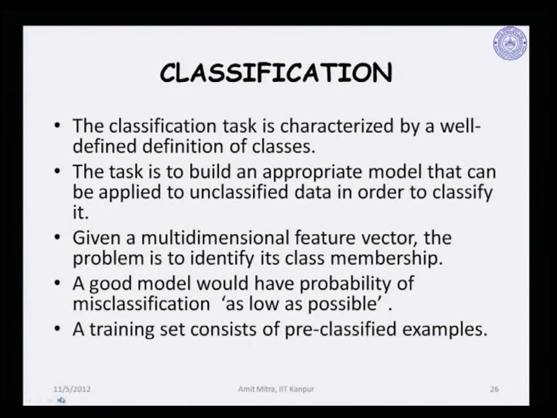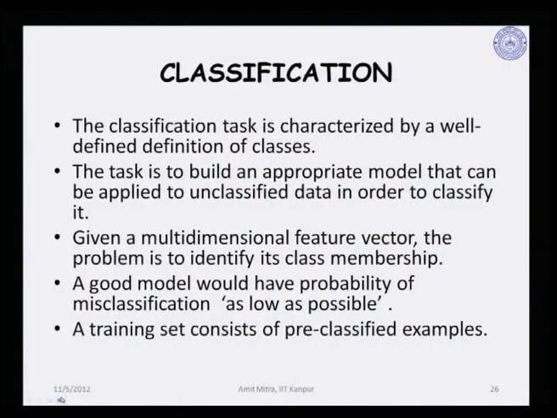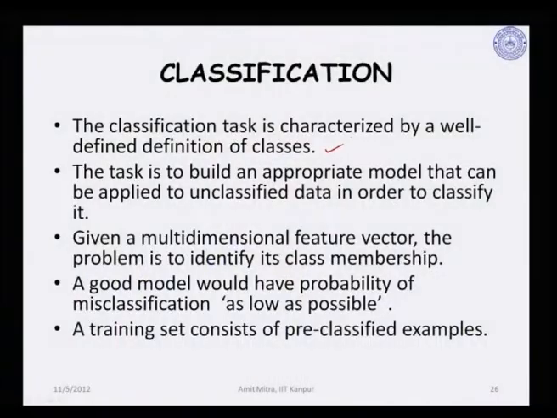Now classification is the other type of task that we are going to consider in this particular course. It is going to be associated with discriminant analysis, and the classification task is characterized by a well defined definition of classes. It is going to be different from what we have just discussed for principal components and clustering based methods, because those two are non-supervised, exploratory modes of learning. So this is a method on a supervised mode of learning.